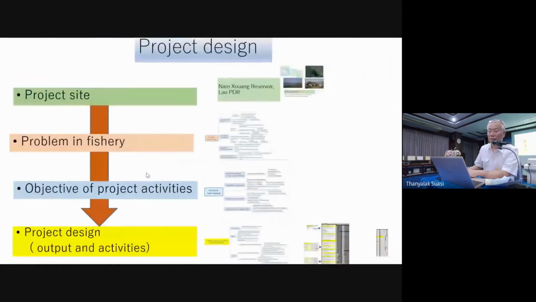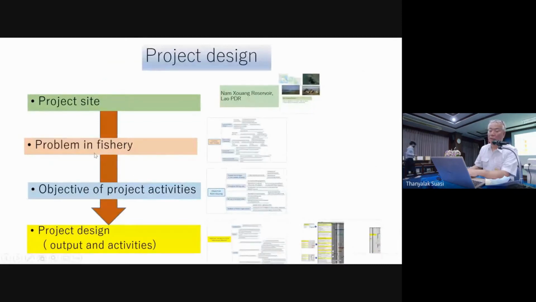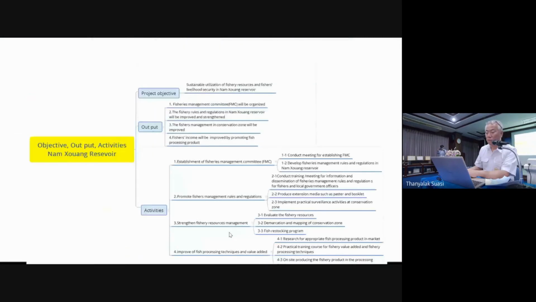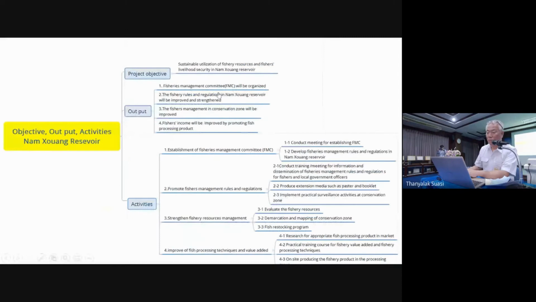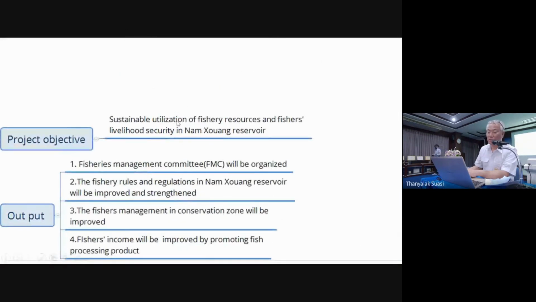And then finally, we understand what the problem is and what the objective of the project activity is, and we compile the project design, output, and activity, making this table. First, the project objective: sustainable utilization of fisheries resources and fisheries livelihood security in Xouang Reservoir. And for output, there are four outputs.